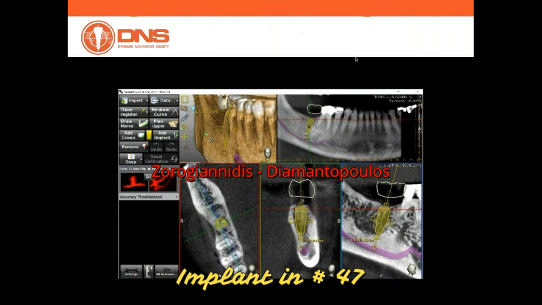I'm going to show you the case in a little bit. This case was an implant in number 47. We did it together with Dr. Panos Diamaropoulos, a great guy who is now working at the University of Athens. He is a professor, a bioengineer, not a dentist, and he has done a lot of research, and he's a great pioneer in guided surgery technology. He was one of the pioneers concerning Simplant and Materialise. And now he's president-elect of Kai Academy. I'm sure you know Kai Academy.